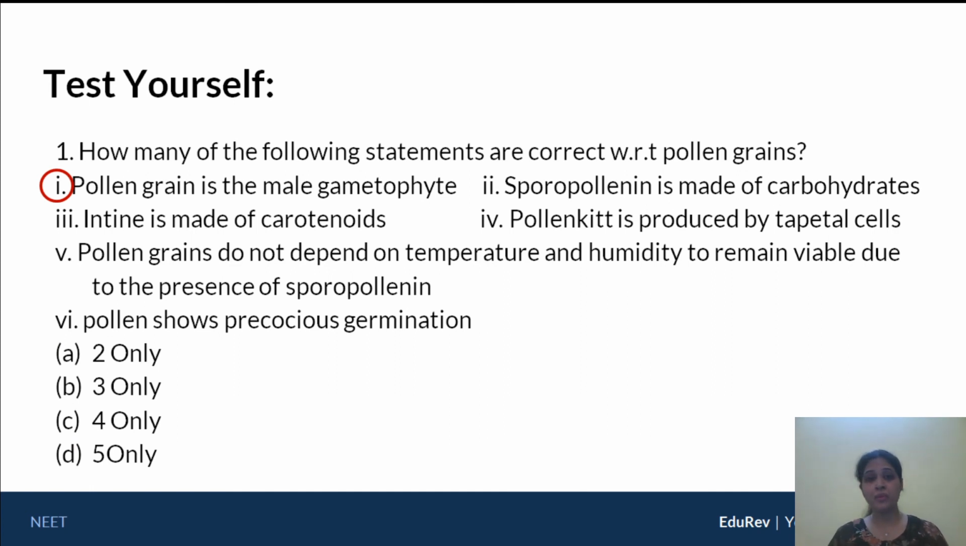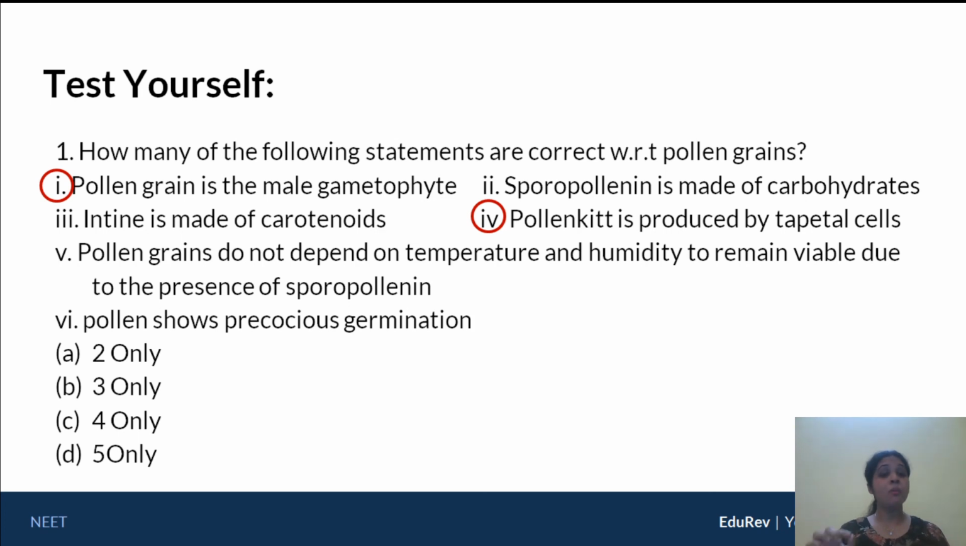Sporopollenin is made up of carbohydrates. Now that is false. Intine is made of carotenoids. That is also false, simply because the intine is not yellow in color. The exine can be yellow in color. Pollen kit is produced by tapetal cells. Now that is true. Okay. Pollen grains do not depend on temperature and humidity to remain viable due to the presence of sporopollenin. That's true, because sporopollenin is resistant.